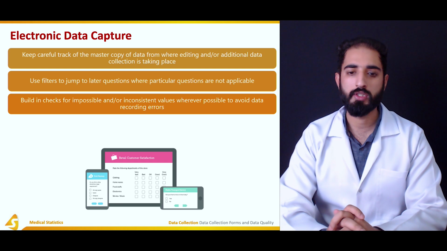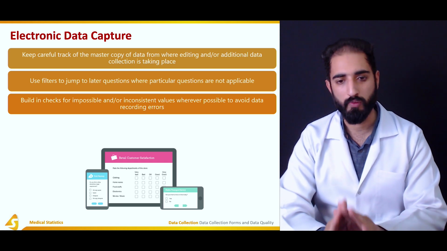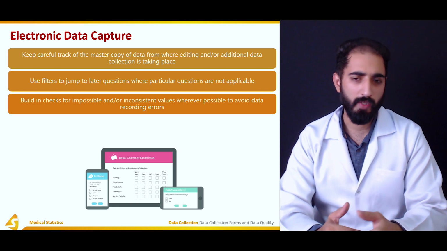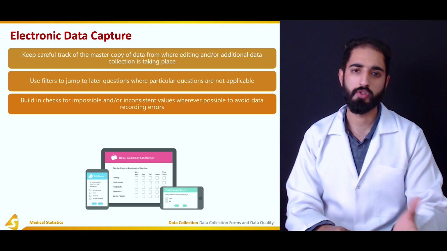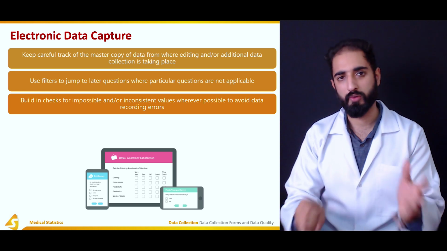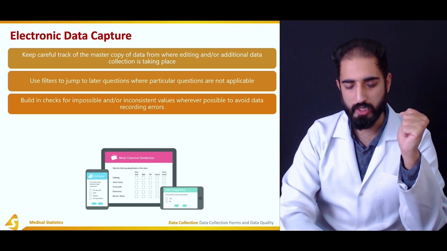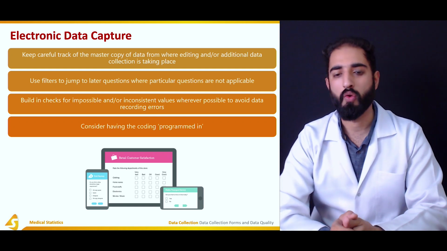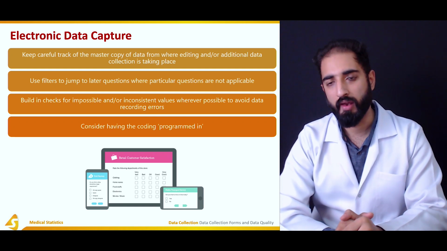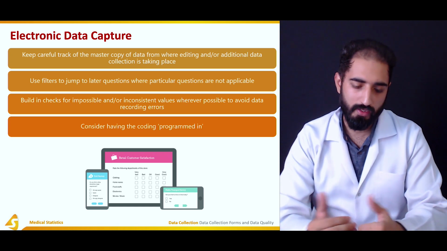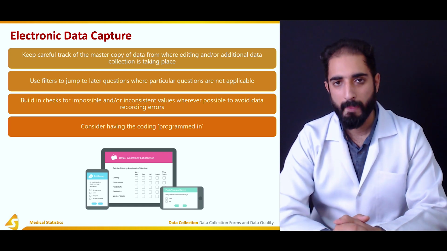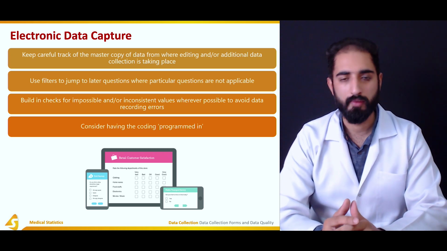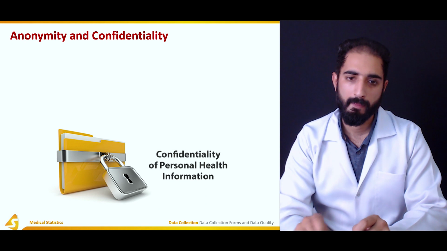Build in checks for impossible or inconsistent values wherever possible to avoid data recording errors, so that people may not enter any data which you should not be able to analyze, and that would actually make you lose that precious data of yours. And consider having the coding programmed in, and how the different codes are allocated to different categories and variables. We are going to talk about it in the next slides that are coming up.